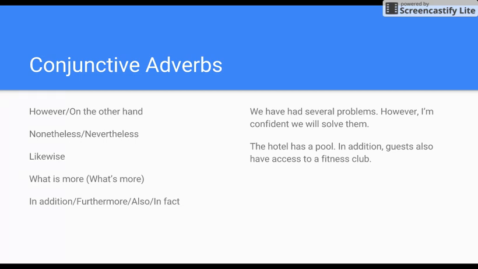Now, one that isn't mentioned here, I forgot to put it up, is moreover. That one's very important. It means the same as furthermore. So furthermore and moreover are both very common in this kind of writing.